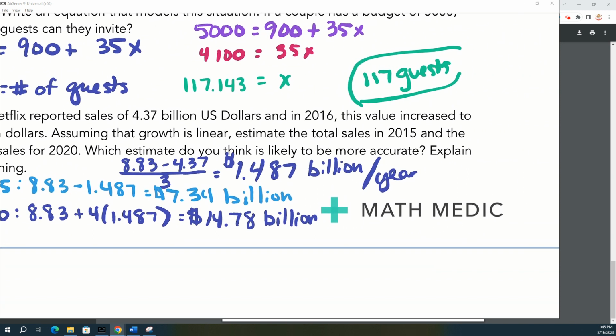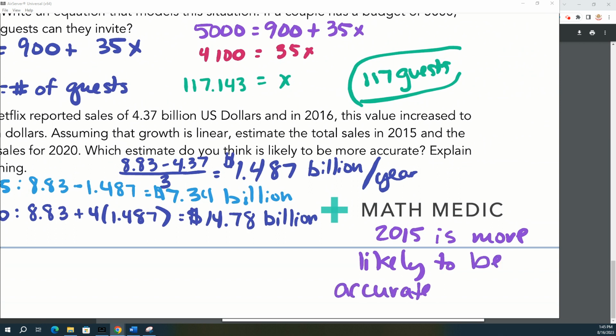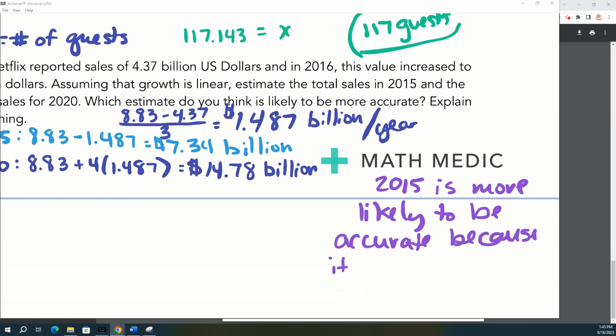So I'm almost out of room. You might be able to fit it better than me. I don't know. But I want you to write that 2015 is more likely to be accurate because it falls between the data. Because since 2016, there's a lot more streaming services, so their sales probably didn't continue on that linear growth.